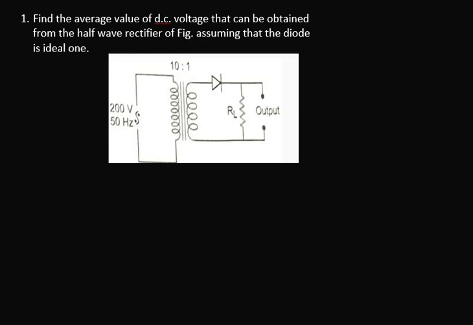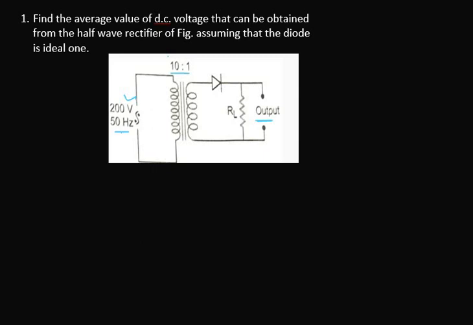Find the average value of DC voltage that can be obtained from the half-wave rectifier of the figure, assuming that the diode is an ideal one. In this question, they have given us a half-wave rectifier and the input voltage is 200 volt at 50 Hz frequency. We need to find the DC output voltage, and the turns ratio is given, that is 10:1.